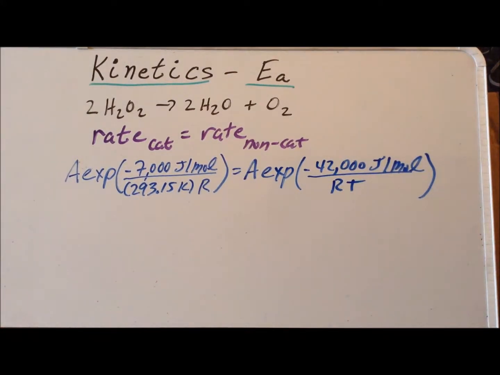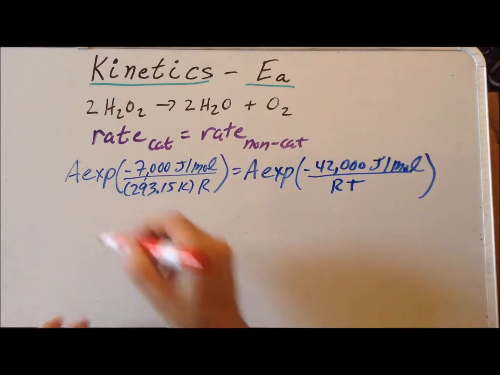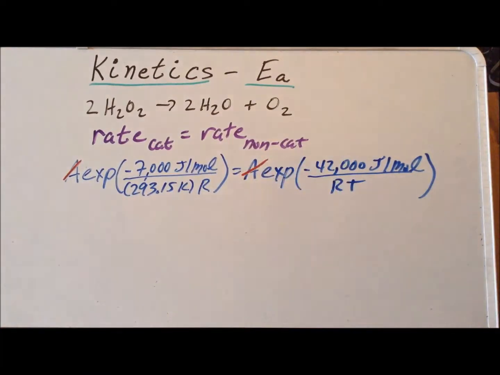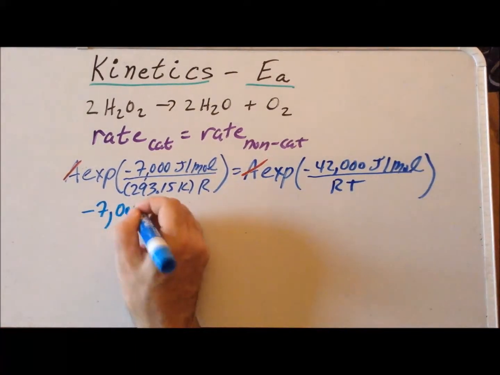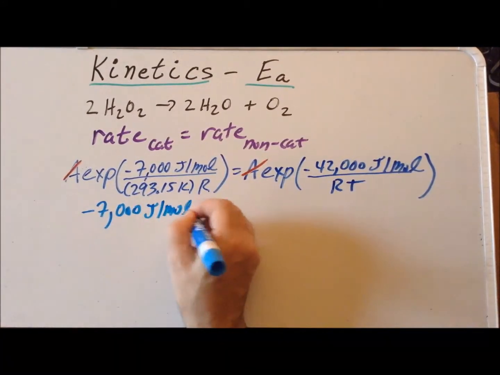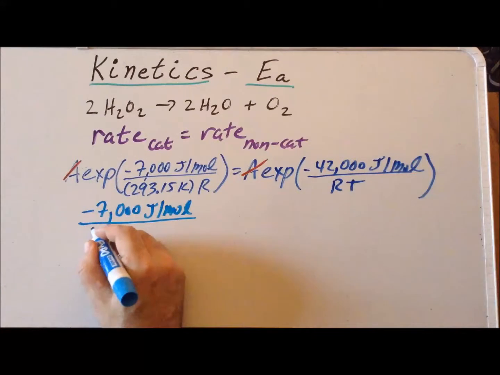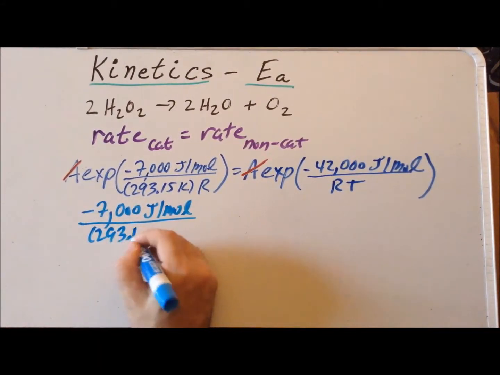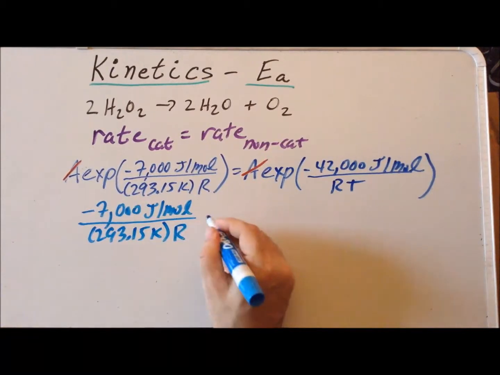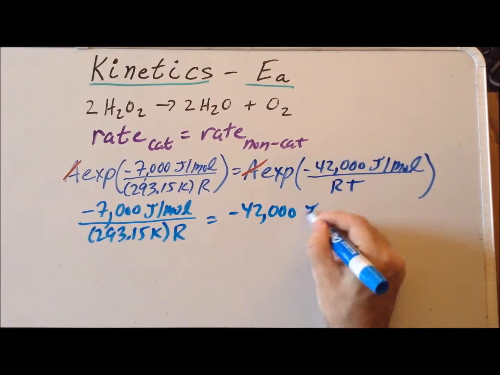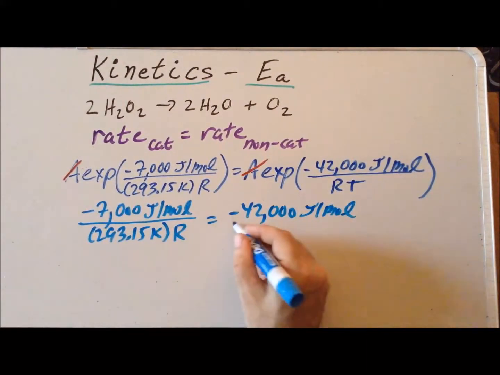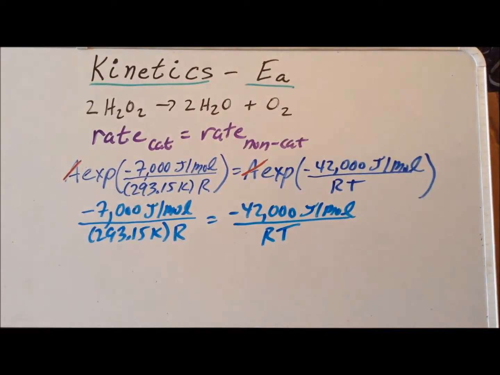To simplify, we exploit the fact that the pre-exponential factor A is considered to be identical in both cases. So we can divide through by A, and we take the natural logarithm of each side. So that simplifies it to minus 7,000 joules per mole divided by 293.15 Kelvin times R is equal to minus 42,000 joules per mole divided by RT.